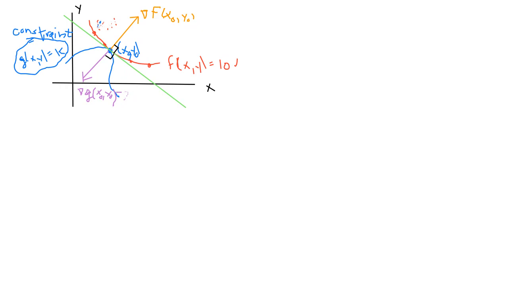So this means then that we can relate the gradient function of f at x sub 0, y sub 0 to the gradient function of g at x sub 0, y sub 0. How are they related? What am I looking for here? How are they related, class?